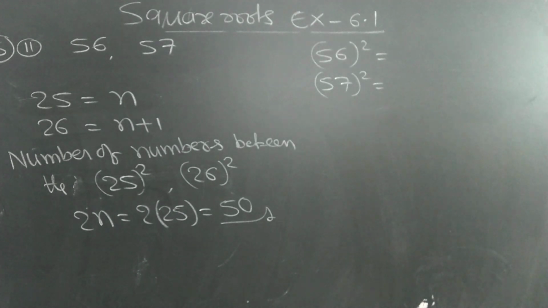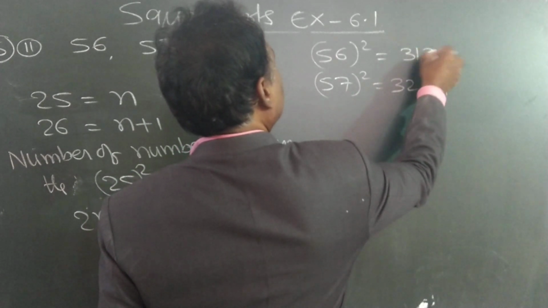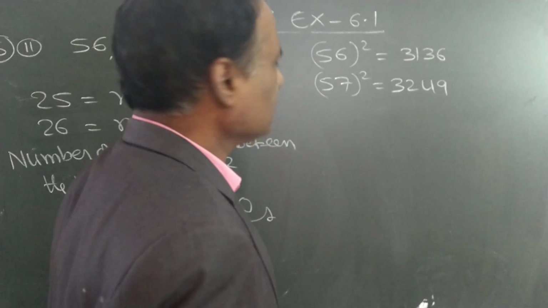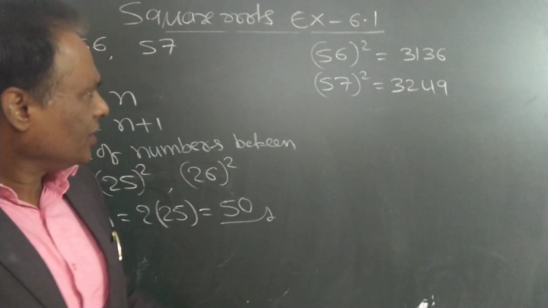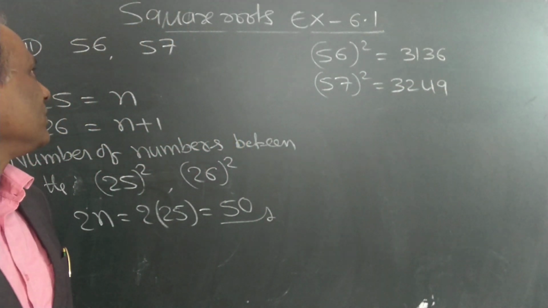56 whole square, 57 whole square. In between those two, how many numbers exist? We are not writing the total, but you will use the same formula. Write down. Apply that formula. Actually it is not required, but if you do 56 into 56, you get some number. Between these two, how many numbers are there?